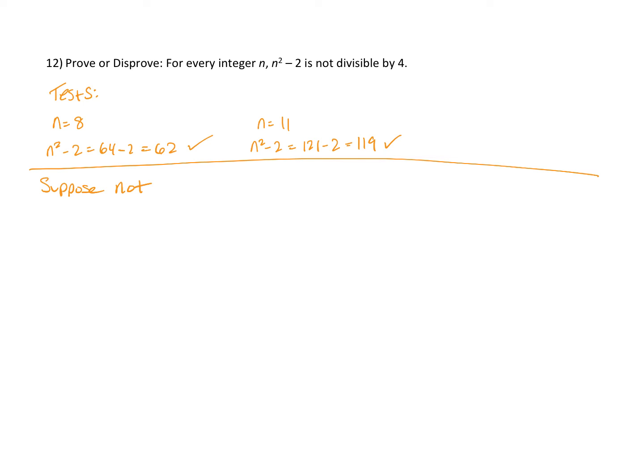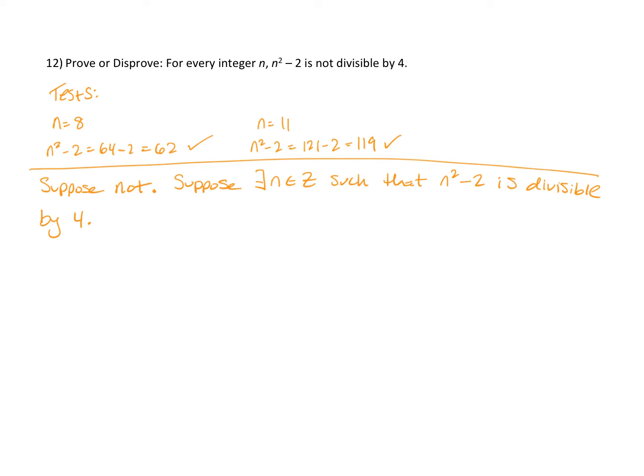So we're going to suppose that this is not true and try to derive a contradiction. Okay, so the negation of this statement says that we would suppose there exists an integer n such that n squared minus 2 is divisible by 4. So you suppose that the statement is not true. So you suppose the negation of the statement. Suppose that there is an integer so that n squared minus 2 is divisible by 4.